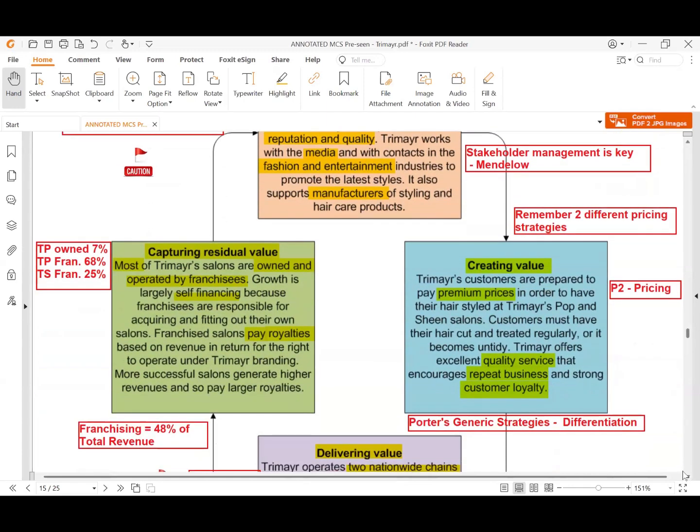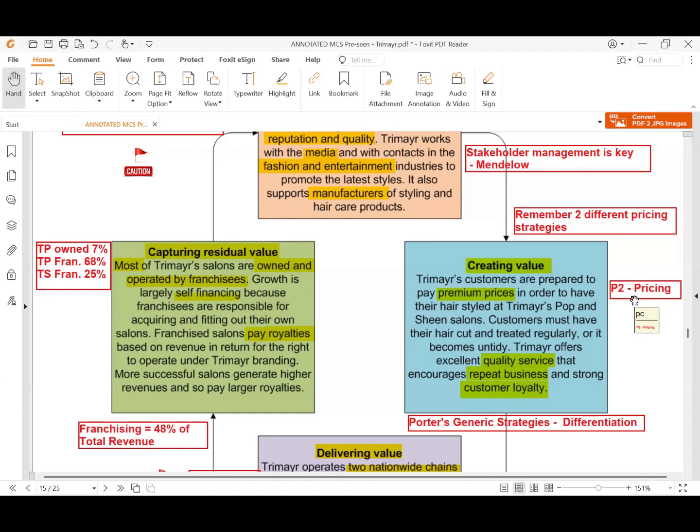How do they create it? Well, the bottom line is simple: premium prices. That's how they create the value. If you want a haircut in one of our salons, whether it's franchised or otherwise, here is your price, and it's a premium price. What do you get for that? Several things, namely quality. People keep coming back. They're very, very loyal. Quick shout out to P2 pricing. It's a long shot, but again, it's a common MCS topic. So let's not walk into the exam not understanding the possible approaches to pricing. There's quite a few of them we know from P2.